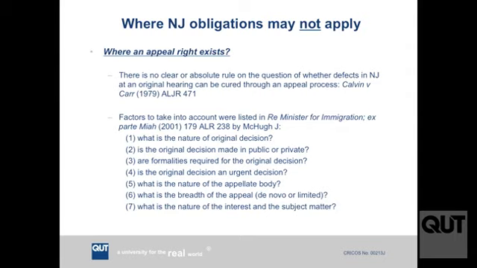Sixth, what is the breadth of the appeal? Is it an appeal de novo, that is from scratch, or is it a limited appeal? If it's a limited appeal, then maybe natural justice should apply because otherwise some relevant considerations may be missed. And seven, what is the nature of the interest and the subject matter?